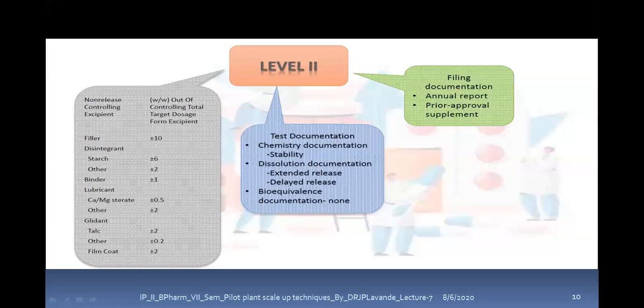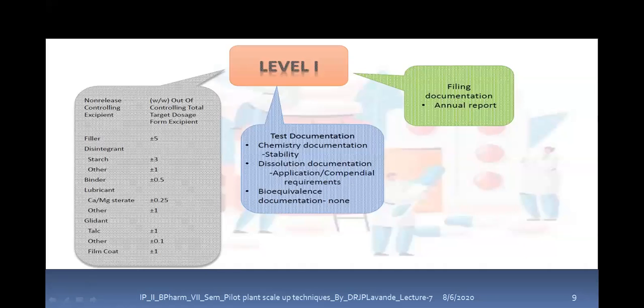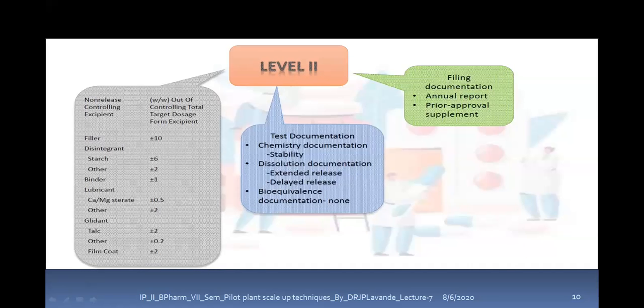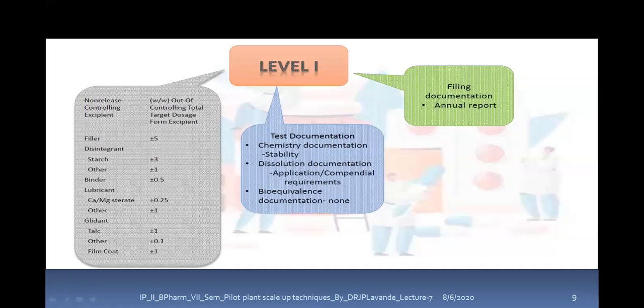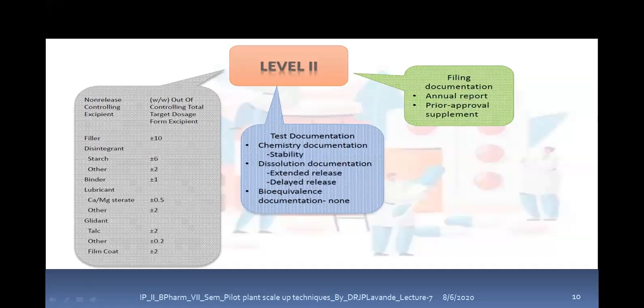So for level 2, again, all these we already saw in our previous lecture. At level 2, you can see that whatever the values are for level 1, in case of level 2, the values are totally doubled. So that should be either equal to or less than double the value which is given in case of level 2. So this is for level 2.